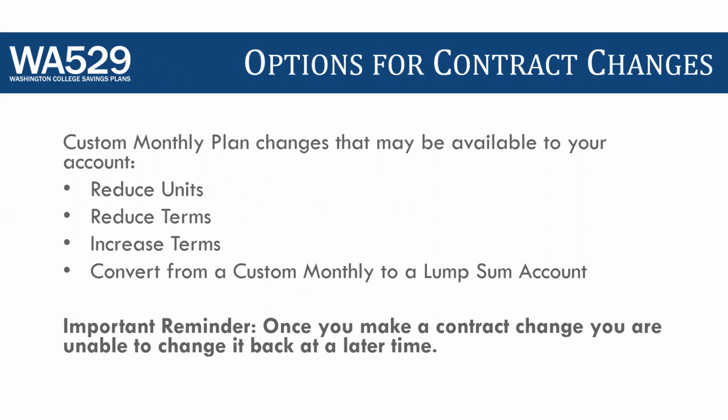We have 4 different options available for your custom monthly plan. You can make the change that best fits your goal for college savings. You can reduce the number of units on your account. Another option may be to reduce the terms for the length of the time you make your payments. Depending on how you originally set up your account, you may have the option to increase the terms. And finally, you have the option to convert your custom monthly plan to a lump sum plan.